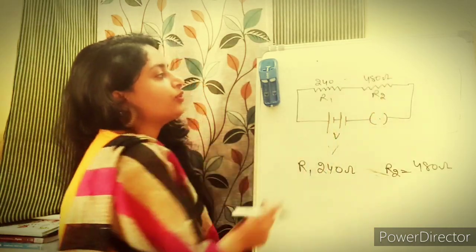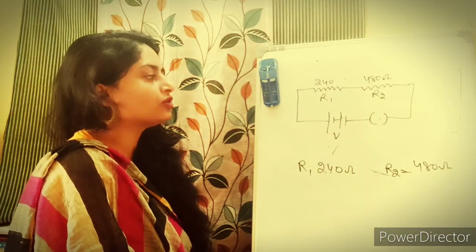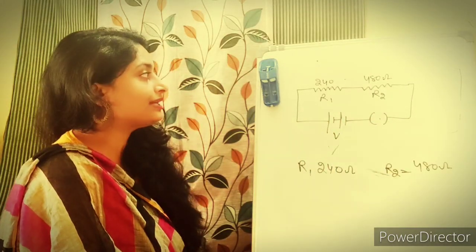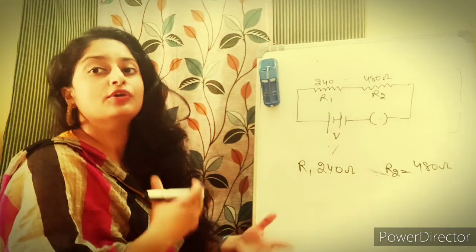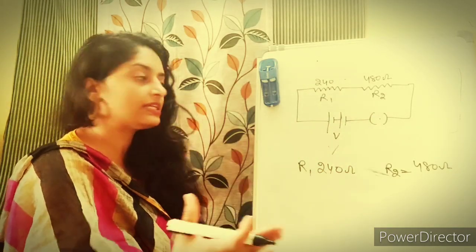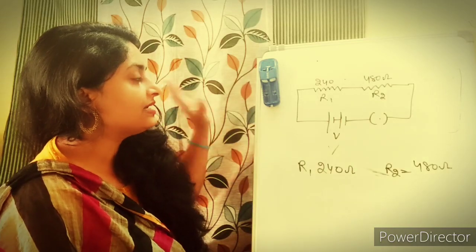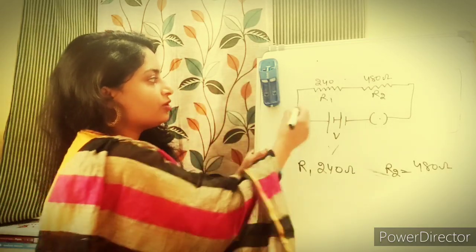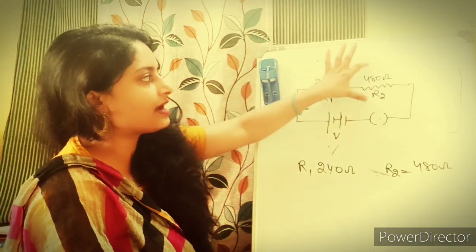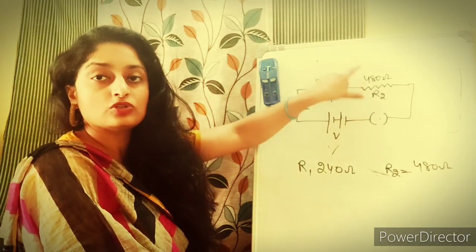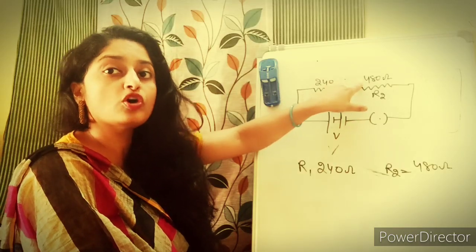Now, the question is which one is glowing with more brightness. So how will you calculate? If this is a series connection, we need to calculate power dissipation. We will use P is equal to I square R. Simply, we can see that I remains the same because it is a series connection. So I square R1, I square R2, and R2 is more. So this bulb will glow with more brightness.